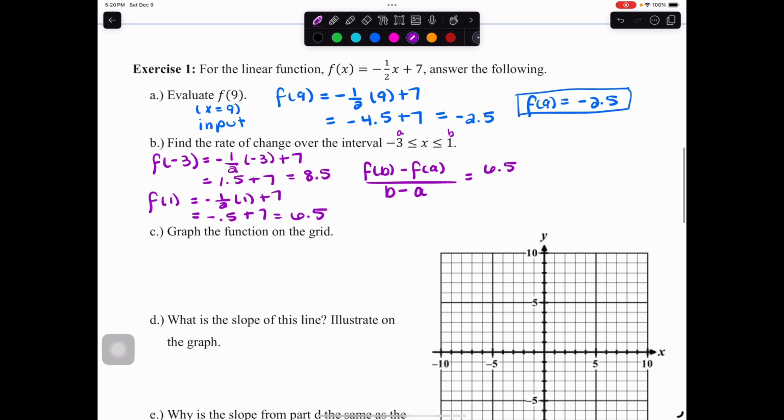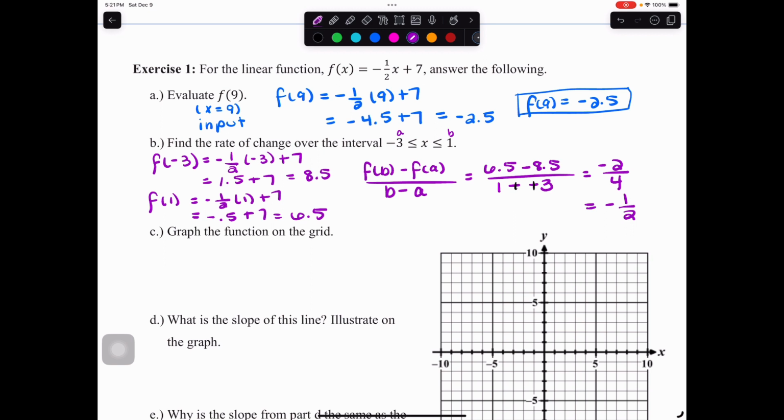Our f of a value was 8.5. On the bottom, our b value was 1. We're going to subtract from that our a value, which is negative 3. So just be careful there, we have the double negatives. So that means we are getting negative 2 over 4, which is equal to negative 1/2. So the rate of change over the interval from negative 3 is less than or equal to x is less than or equal to 1 is negative 1/2.